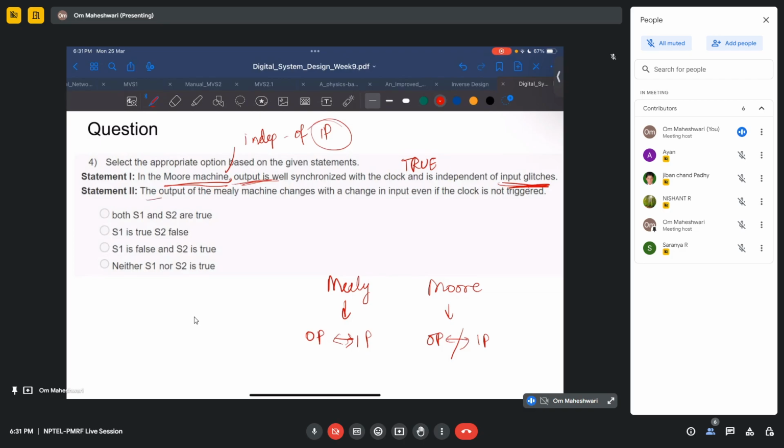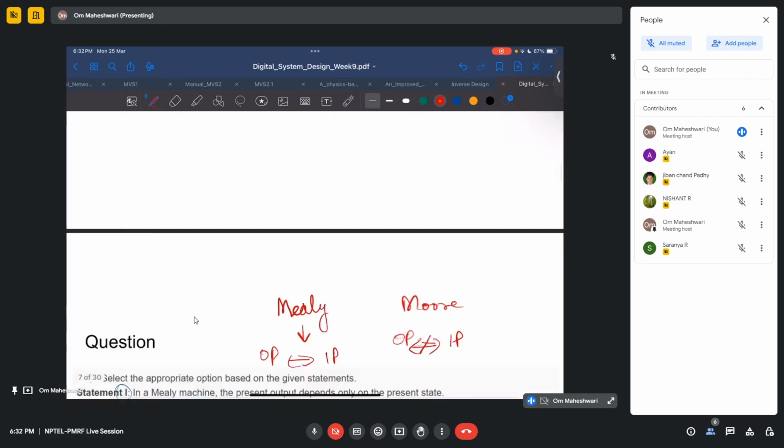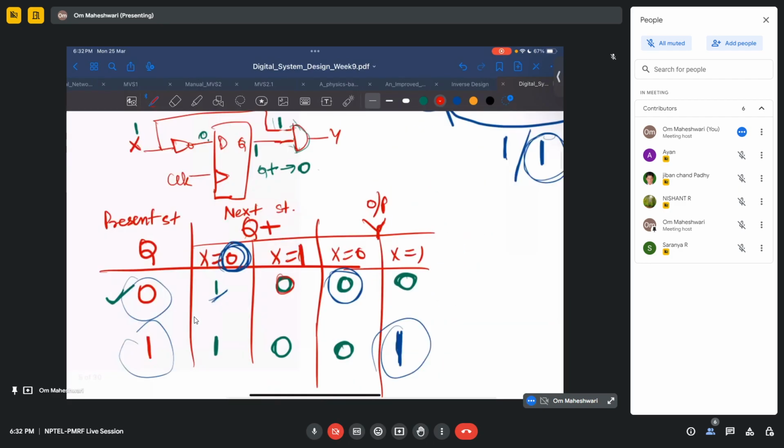Now let us look at this one. The output of the Mealy machine changes with change in input even if clock is not triggered. So this is also true, right? If you remember, output is dependent both on present state as well as input. So there can be change, just like in the previous example we saw.